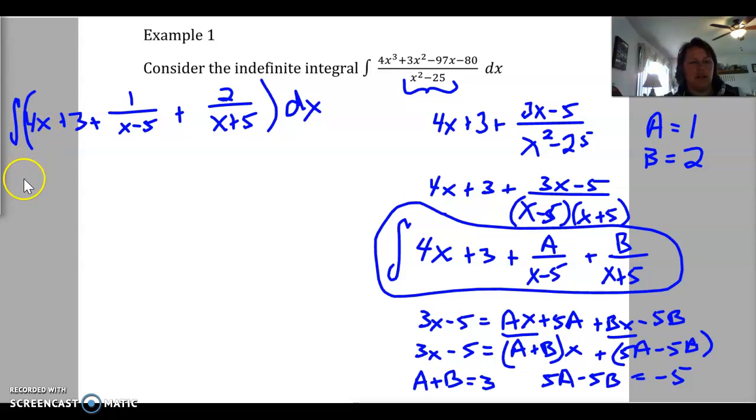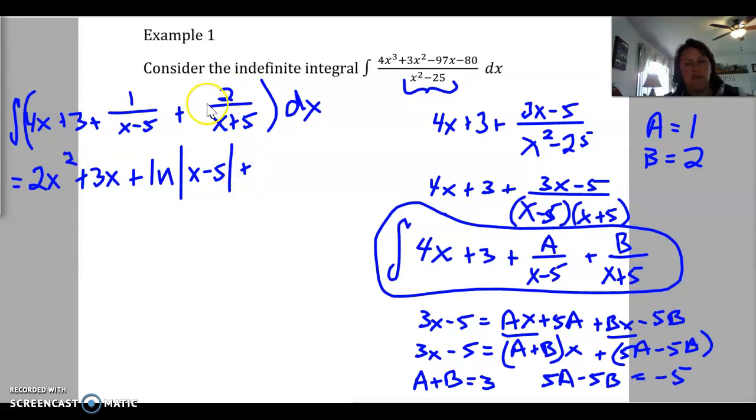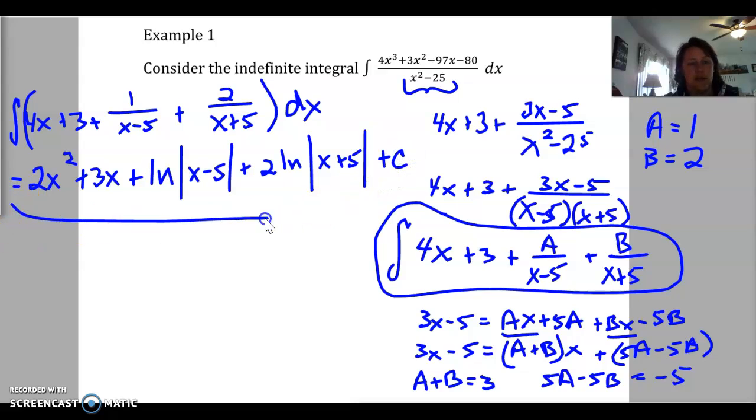Okay, so integrating that, we are going to get 4 over 2. So 4 divided by 2 is going to be 2x squared plus 3x. This here is going to give me the natural log of the absolute value of x minus 5. Plus, we can bring that 2 out in front. So 2 times the natural log of the absolute value of x plus 5, and then plus a C. And then that's our final answer for example number 1.